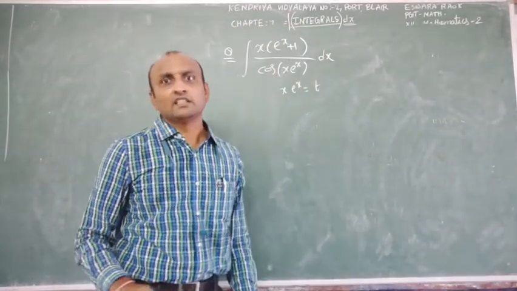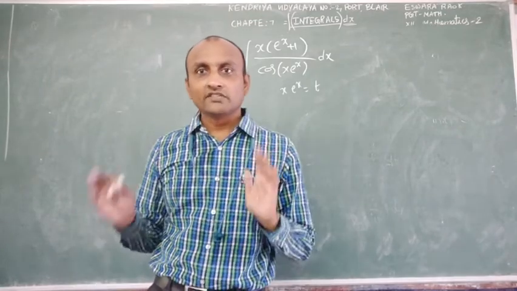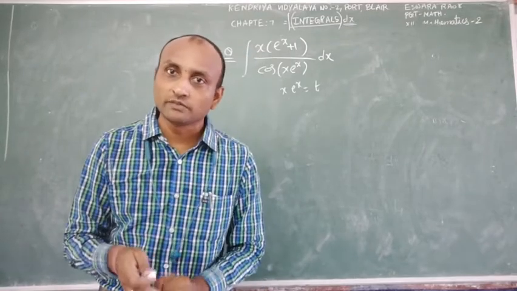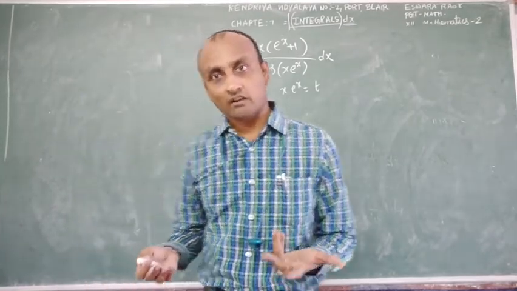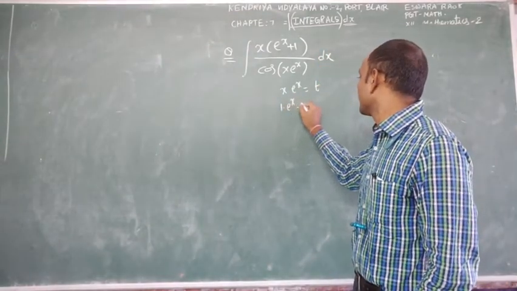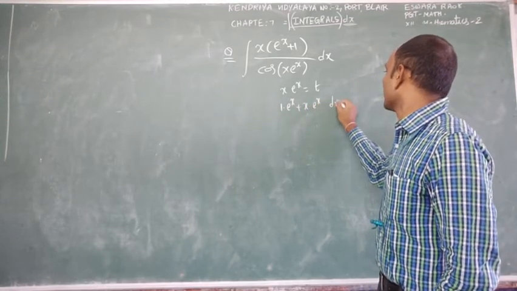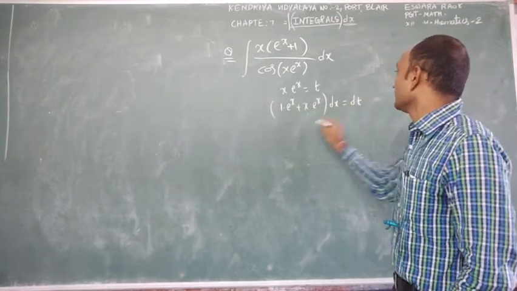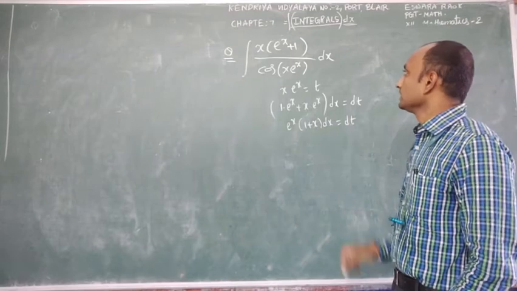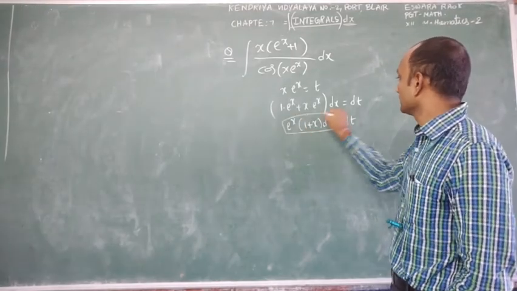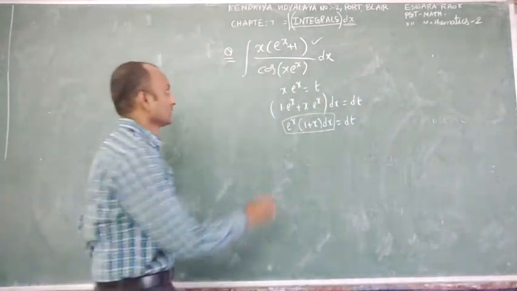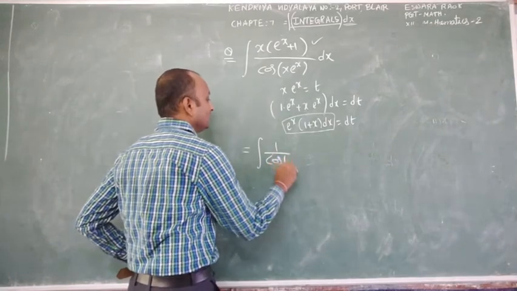Something you take as t, when I take the something as t, we differentiate it. In that differentiation process, you may get chain rule, you may get uv rule, you may get u by v rule, many rules may come. It's normal differentiation. You have to do it. So for x e power x, derivative, uv rule should be applied. 1 into e power x plus x into e power x into dx is equal to dt. Take e power x common, is equal to dt. So substitute. See this one? The numerator is there, that dx factor is same. So the integration can be written as 1 by cos t into dt.